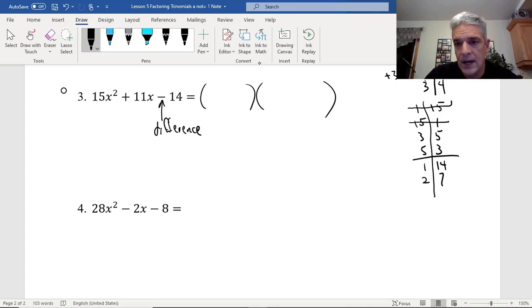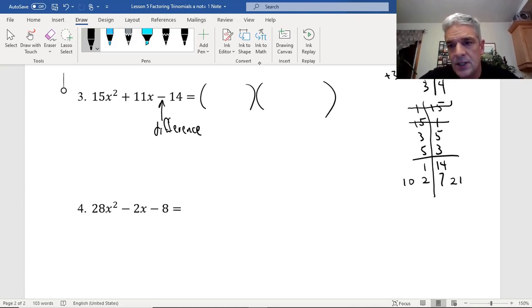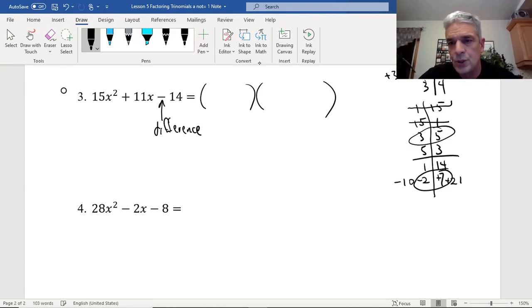Uh-oh. 21 and 10 have a difference of, so let's write those in there, 21 and 10 have a difference of 11. And I want the answer to be positive 11, so this must be positive, which means the 21 must be positive, and the 10 has to be negative, which is the negative 2. So there's my answers that I'm looking for right there. Those two, I circle them, and that tells me these are the ones with x, and these are the numbers that go on the end. So this is 3x minus 2.